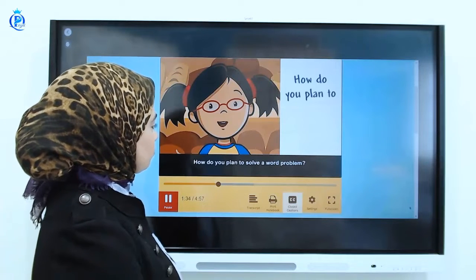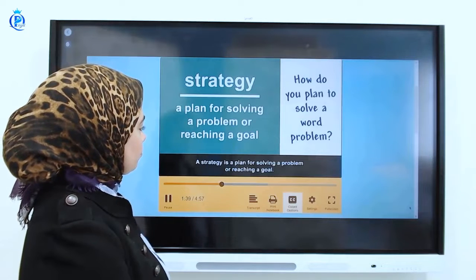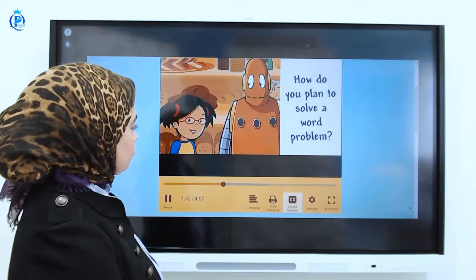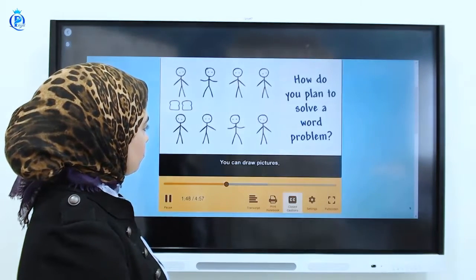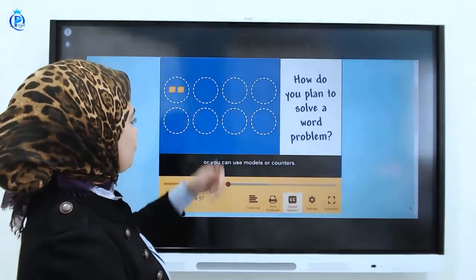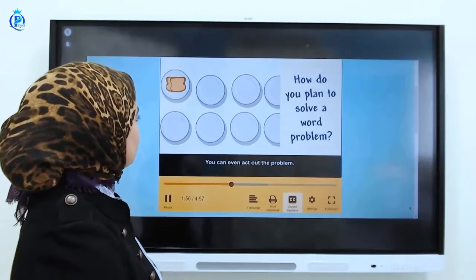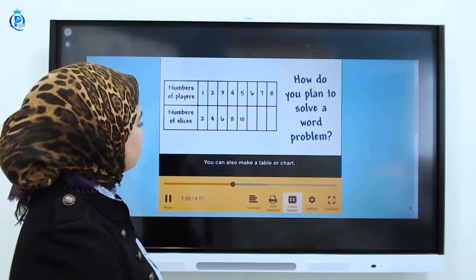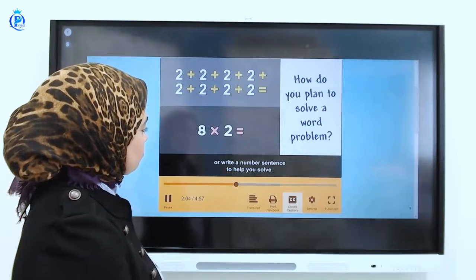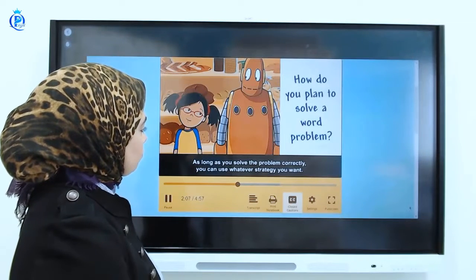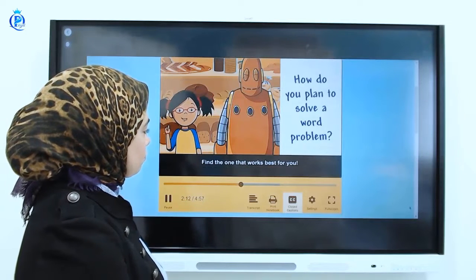How do you plan to solve a word problem? A strategy is a plan for solving a problem or reaching a goal. You can use one strategy or a few different ones. You can draw pictures, or you can use models. You can even act out the problem. You can also make a table or chart, or write a number sentence to help you solve. As long as you solve the problem correctly, you can use whatever strategy you want. Find the one that works best for you.